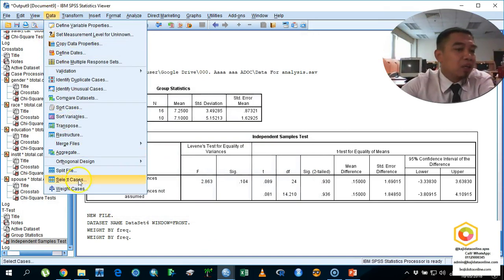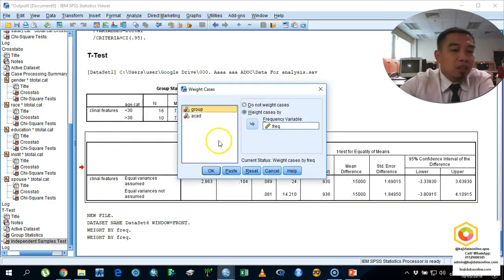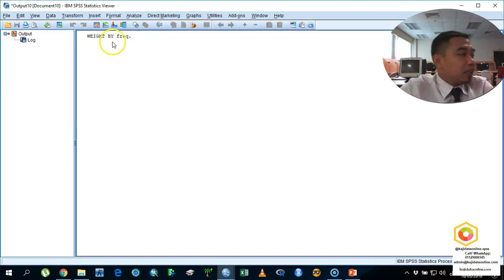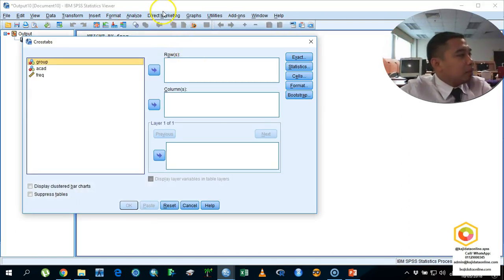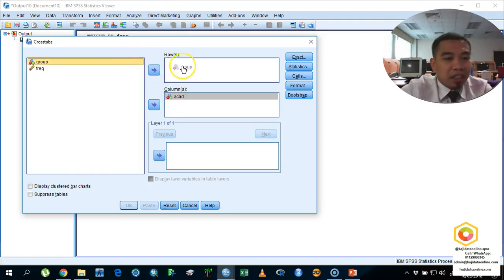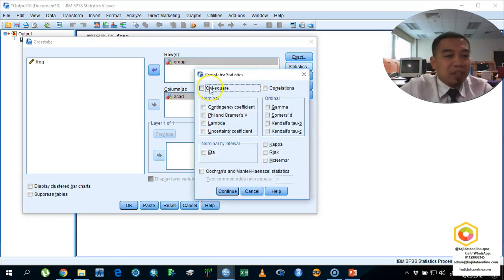First, data, weight cases. You weight cases. It happens to be like this, and then you must go to the analysis. Go to analyze, descriptive, and Crosstab. So Crosstab is similar to before. You put your DV inside the column and then you put your IV inside the row. And then you request the same thing, except this time you also tick these two things.